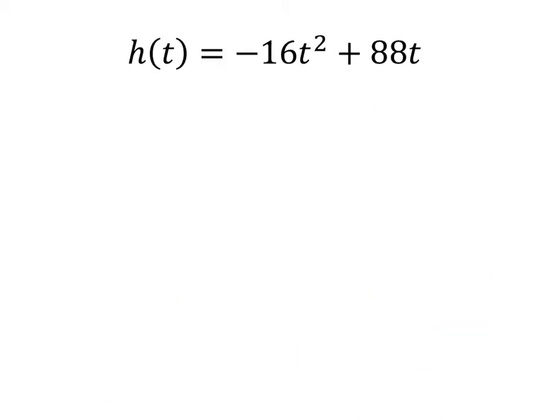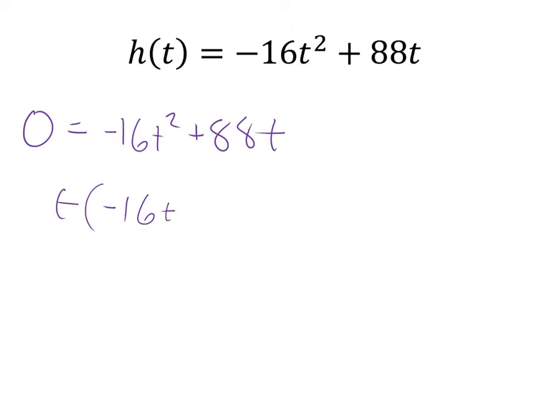So looking here, we want to zero out. Where will we have 0 height? We'll set this equal to 0: negative 16t squared plus 88t. Then we can factor out a t, giving us t times negative 16t plus 88 is equal to 0, which means one of our t's is 0. Because if t equals 0, the height is 0, which makes sense. Right when he hits it, it's on the ground, and then after that it goes up.